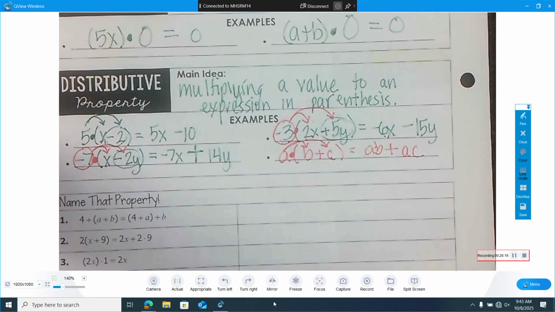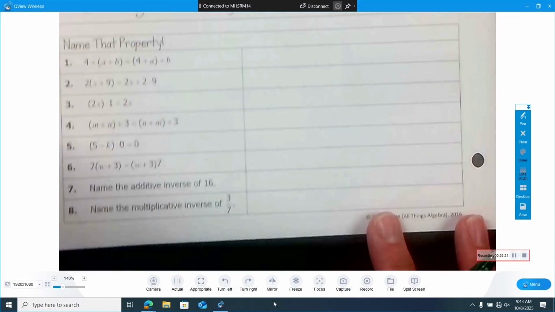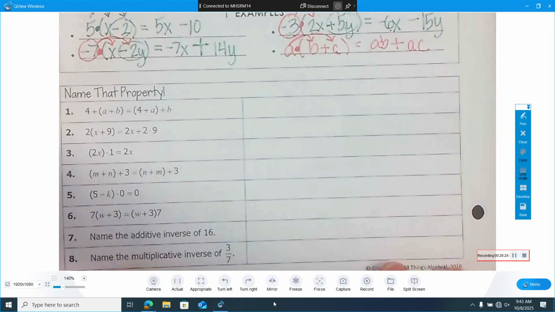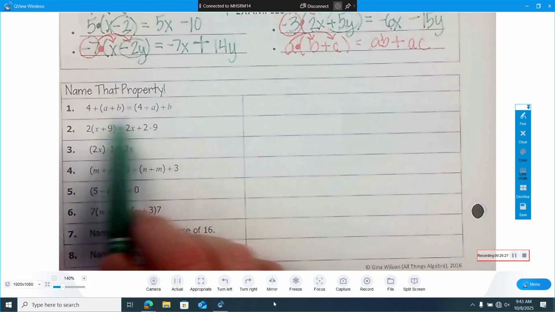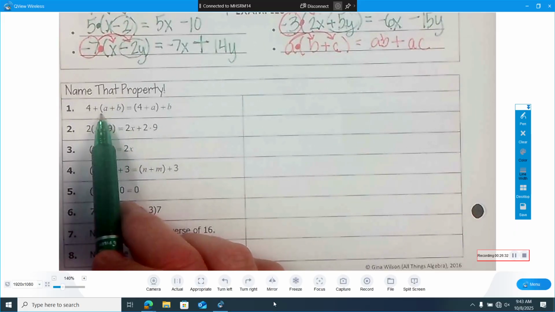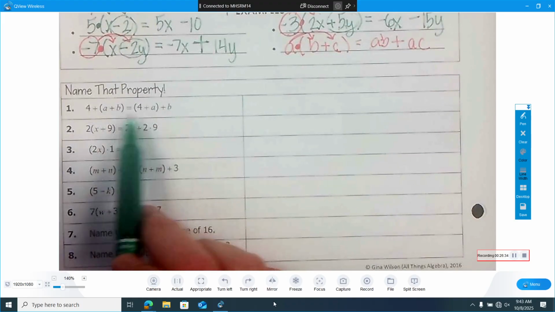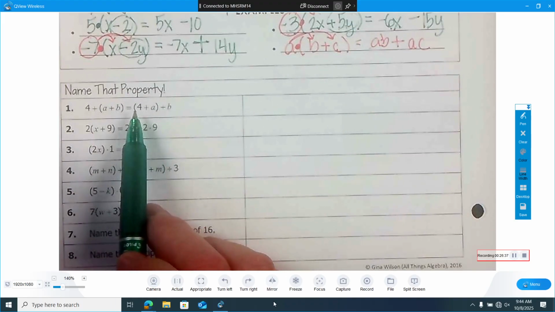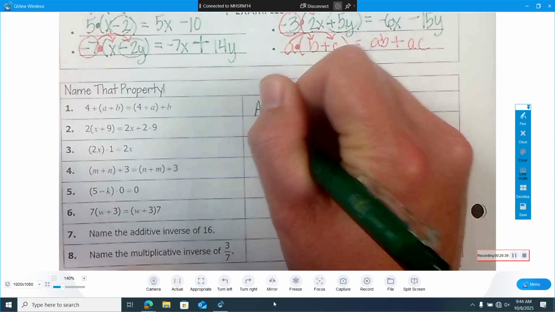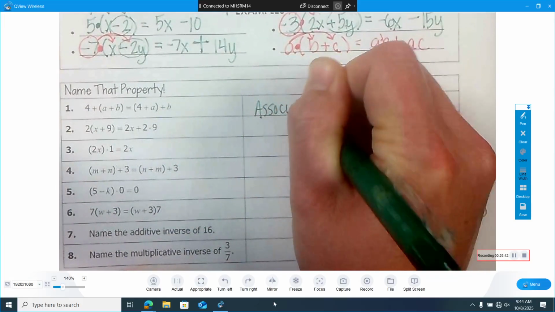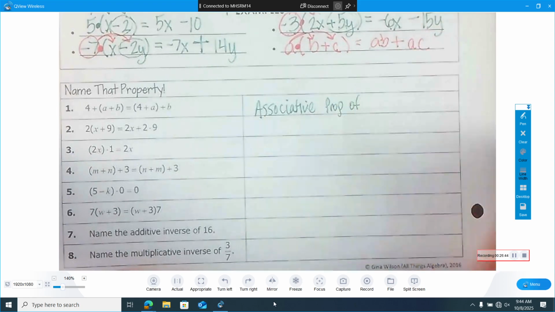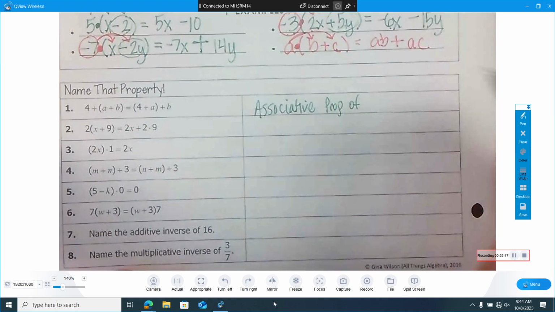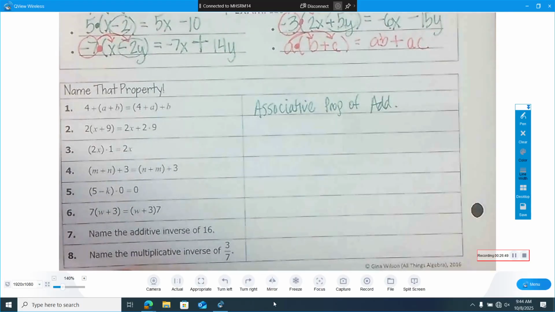Do you guys have questions for me right now? Okay. So what we want to do in these last few questions here is figure out what property this is identifying. All right, what do you notice in number 1? What's changing? The parentheses, the groups are changing. So what property talked about the groupings? Associative. The associative property of, is this addition or multiplication we're looking at here? Addition. The associative property of addition.